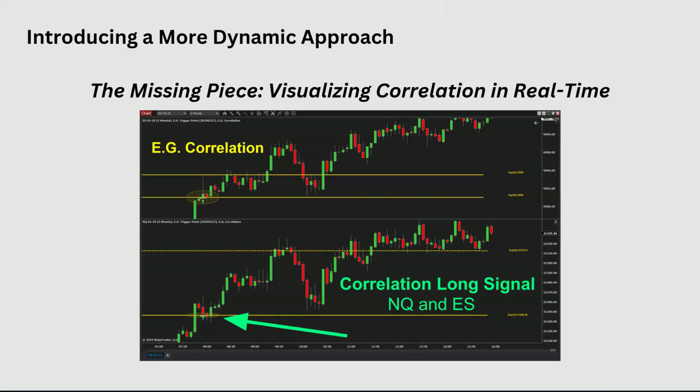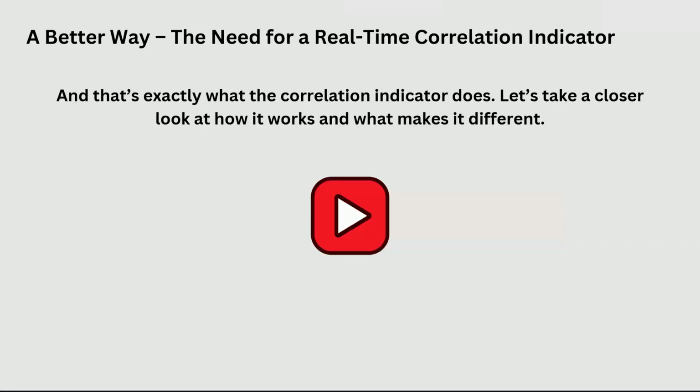So instead of relying on lagging correlation values, this tool can give you a real-time look at how assets move together. It visually maps price relationships so you can see where assets are actually in sync, providing you with concrete entry points. And that's exactly what my correlation methodology does. Let's take a closer look at how it works and what makes it different.